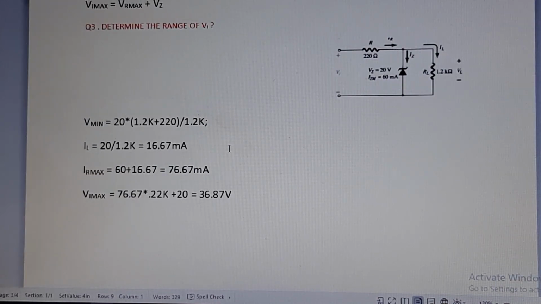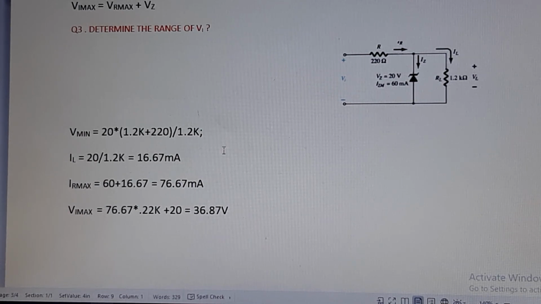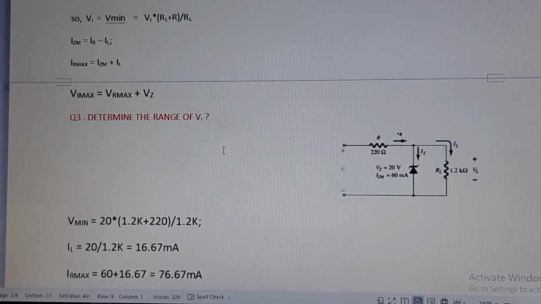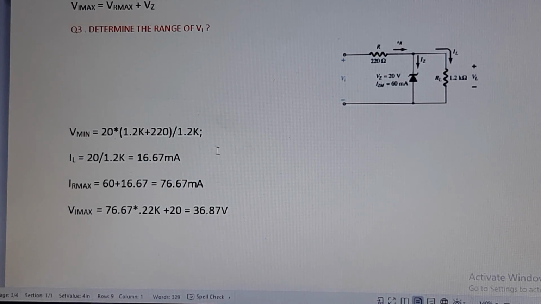IL will be 20 by 1.2, that is 16.67 milliampere, and from this we can also find IR max, that is 60 plus 16.67, that is 76.67 milliampere, and the maximum range of Vi max is 76.67 into 0.22 K, that is 220 ohm, plus 20 volt.